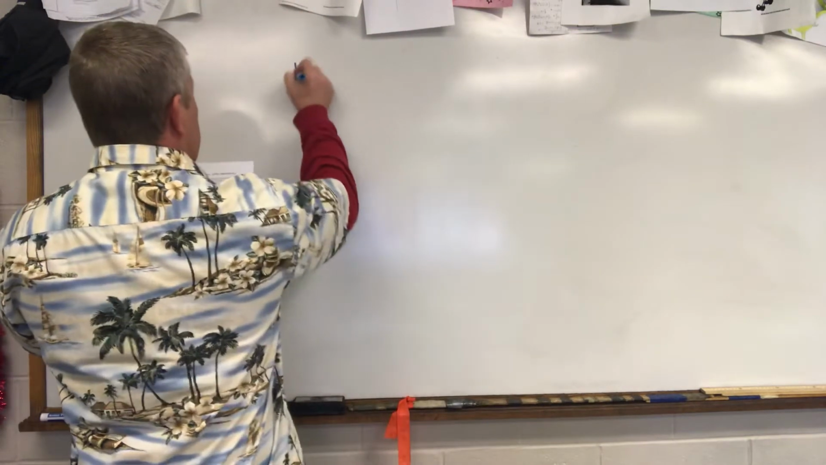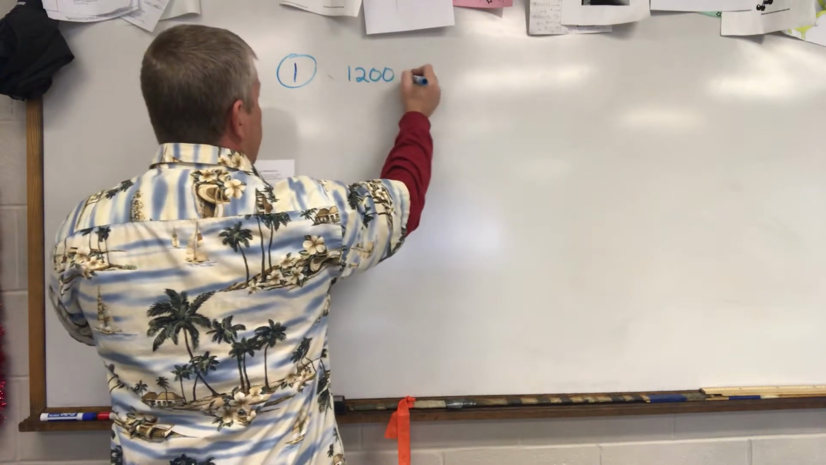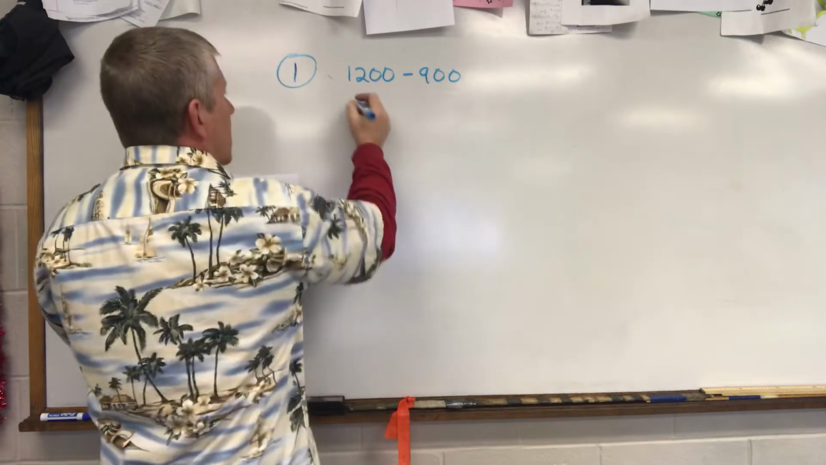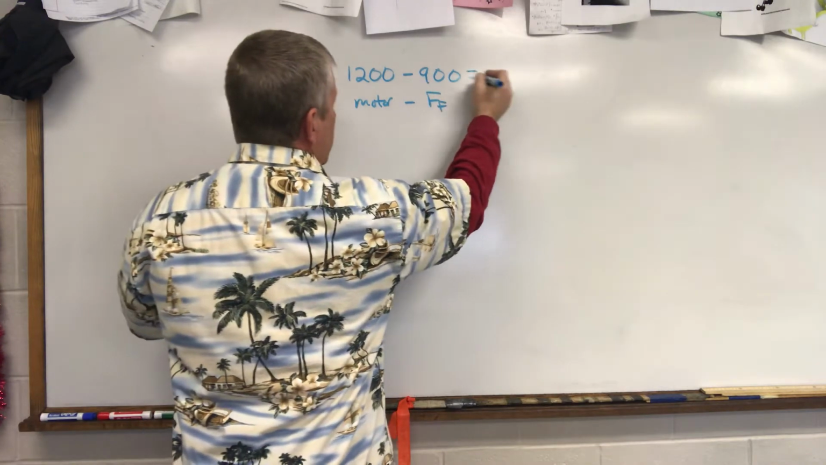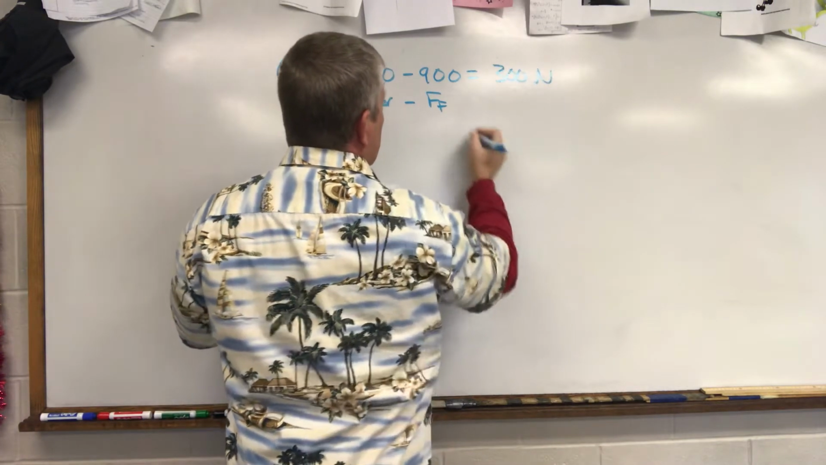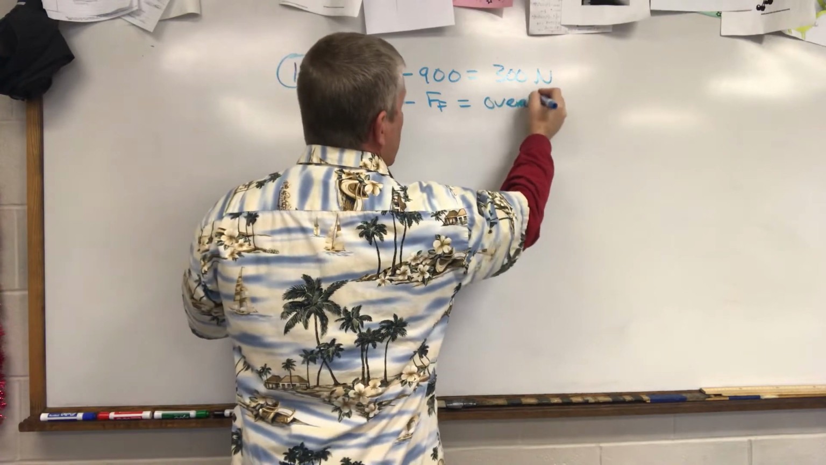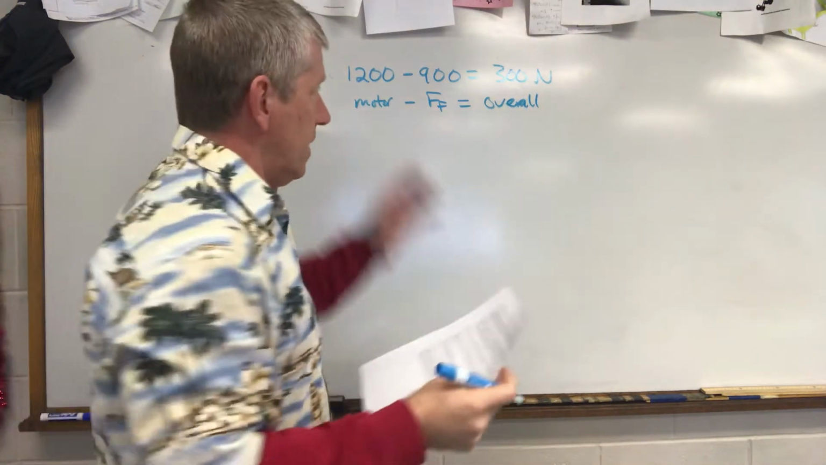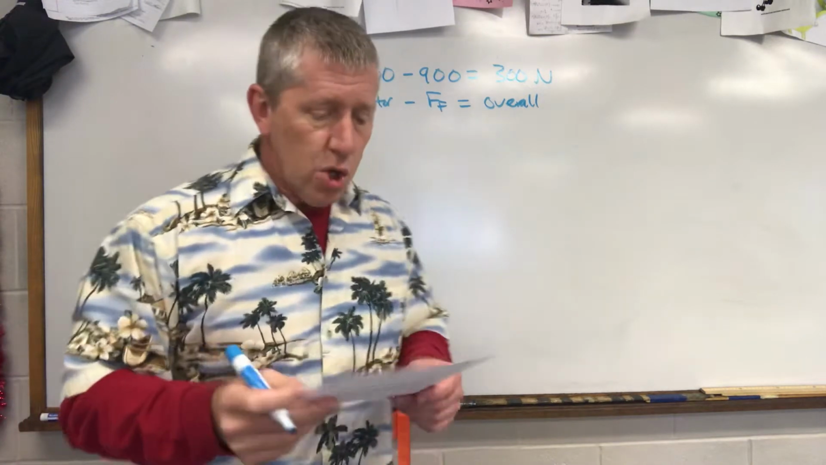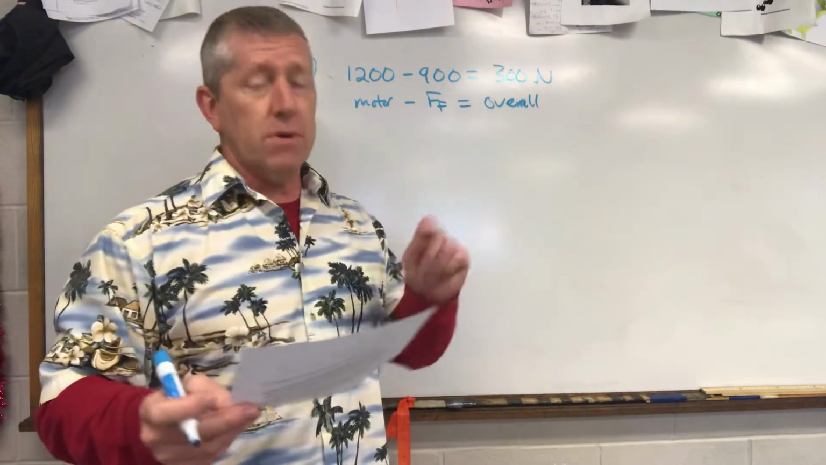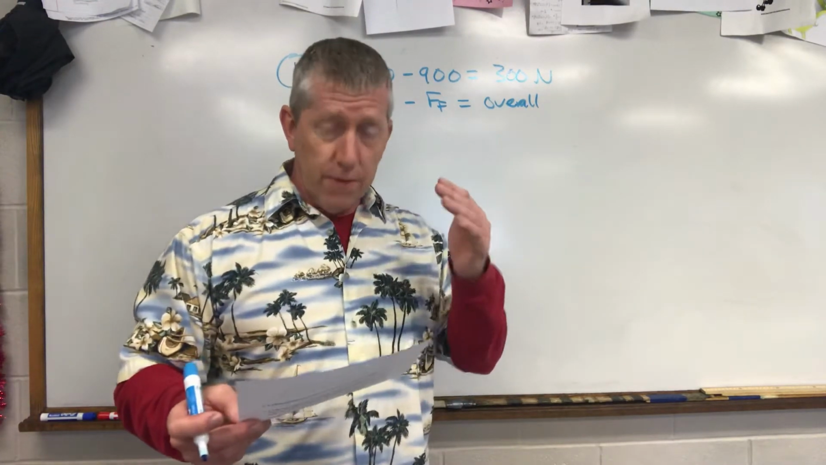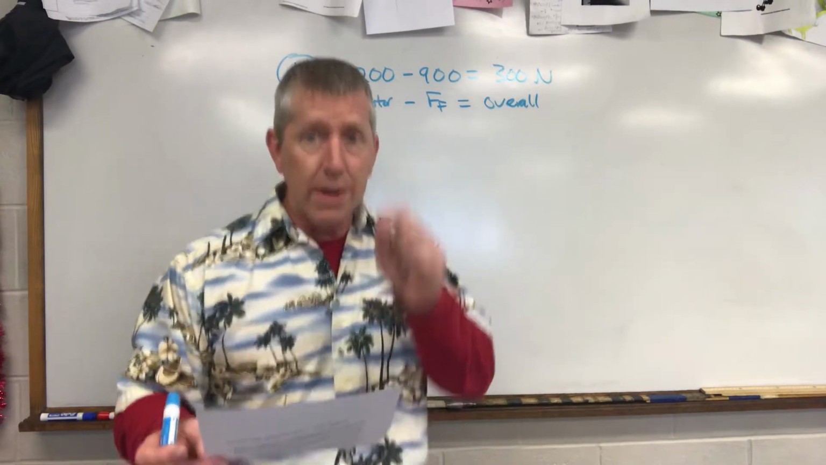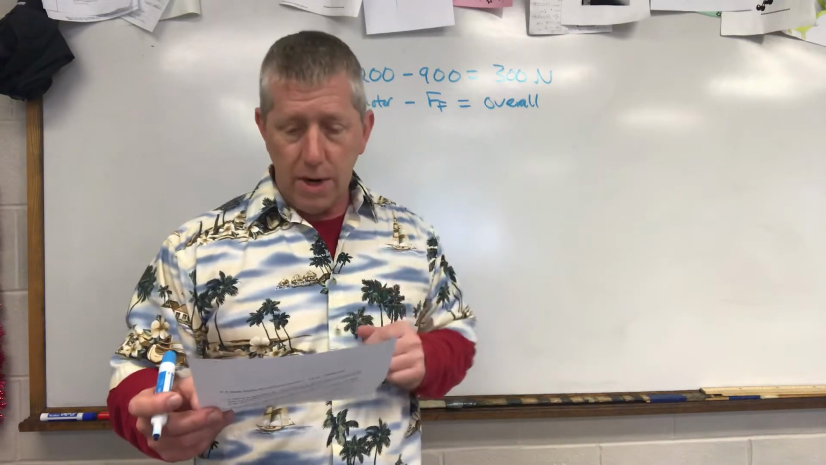So we have a difference of 1,200 newtons minus the 900 newtons of friction. This is from the motor. This is from the friction. And we get 300 newtons of overall force, which we would call net force, because that would be the net force moving the car down the road forward. So the overall force making the car move forward is 300, not 1,200, because 900 of the 1,200 was used to overcome friction. So 300 is accelerating the car, doing work on the car.